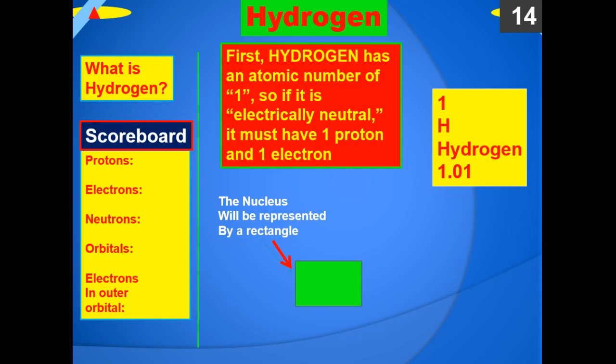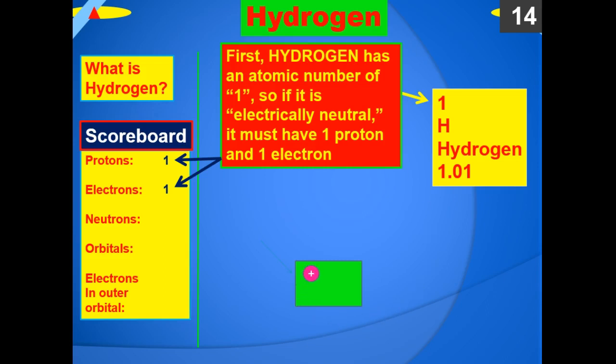So the hydrogen has an atomic number of 1. If it is electrically neutral, and we assume that it is for all of these exercises, it must have 1 proton and 1 electron, a positive charge, a negative charge. So we are going to look at that number, and go ahead and fill in our scoreboard with a 1 and a 1 for protons and electrons. Now we're ready for neutrons. This one requires a little bit of a calculation to figure out how many neutrons.